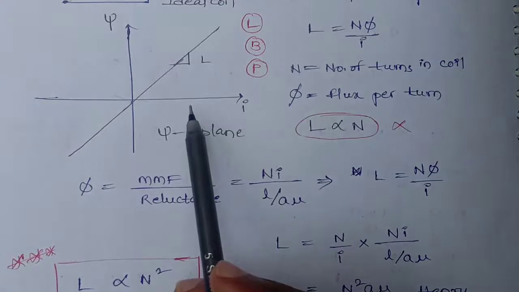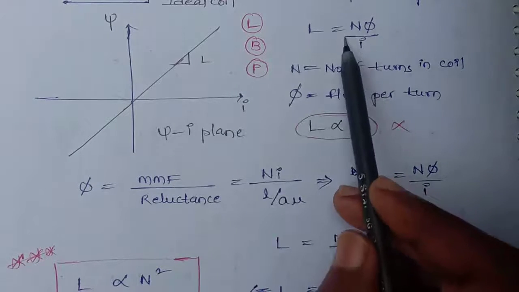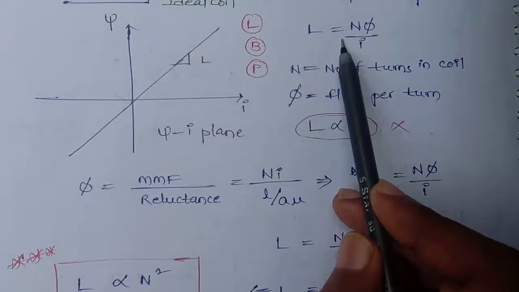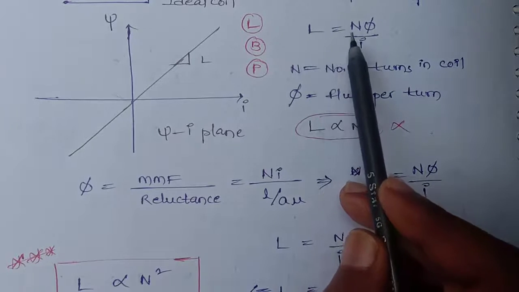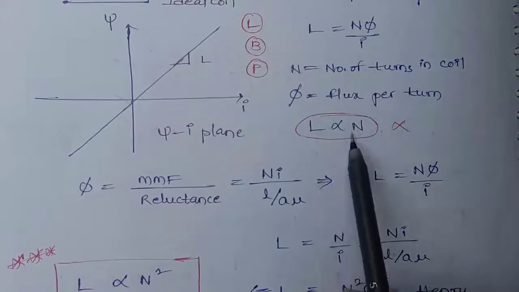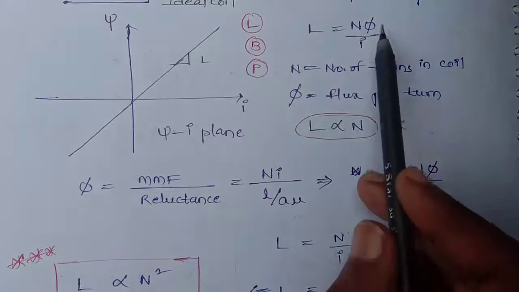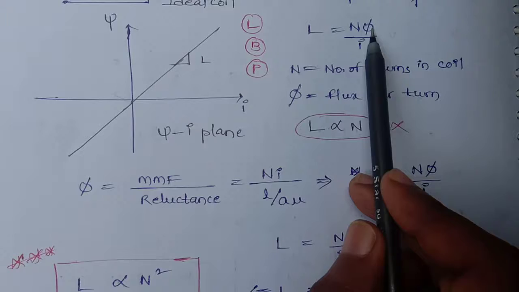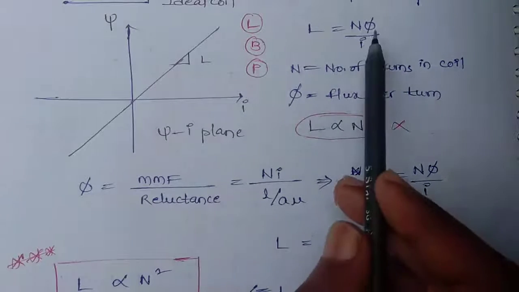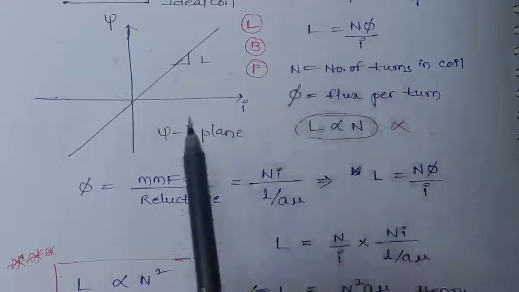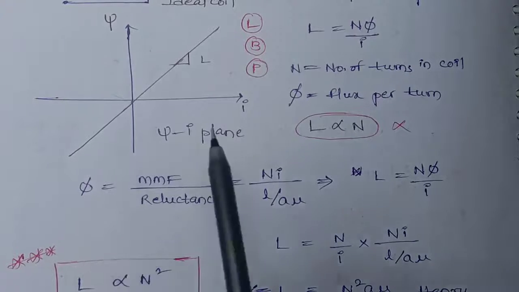Now come to the next point. By looking at this equation, we will say that inductance L is directly proportional to N. L is directly proportional to N, but it is wrong because here psi is in the form of N. Now look at this, phi. Phi is in the form of N.